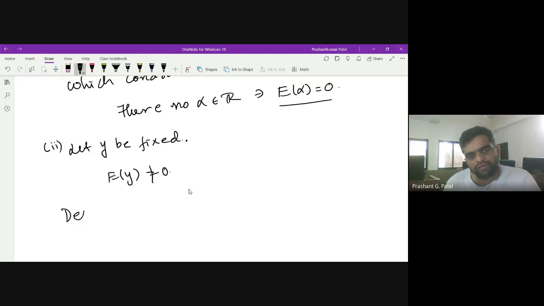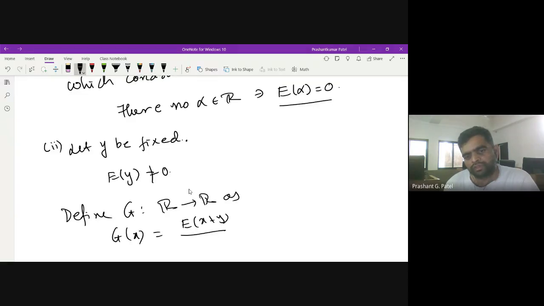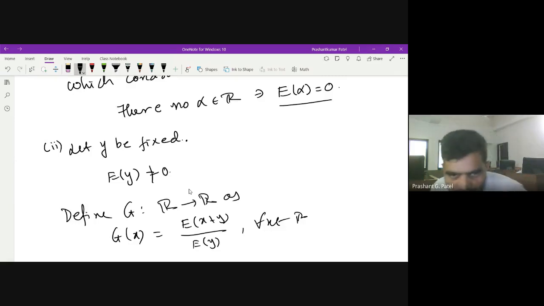Now I am defining one function g from R to R as g of x is equal to E of x plus y upon E of y. If I prove this g function is E function, then we are through. For every x belongs to R, ultimately I have to prove that E of x plus y is E of x into E of y. So I am just taking another function, and in the parameter it is x.